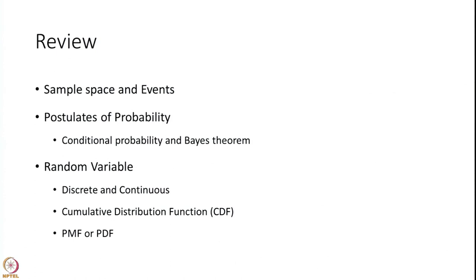Then we went further and introduced what is known as a random variable, which is a real function defined from a probability space, which is a sample space and a probability measure, to the real line. And then we said that it could be discrete or continuous depending on the kind of values it takes. If it takes countable values, finite or infinite, it is called discrete. And if it takes continuous values, continuous numbers, it is called a continuous random variable.